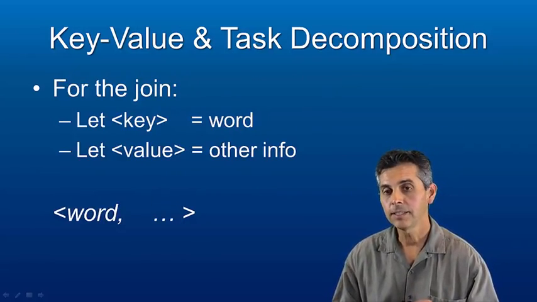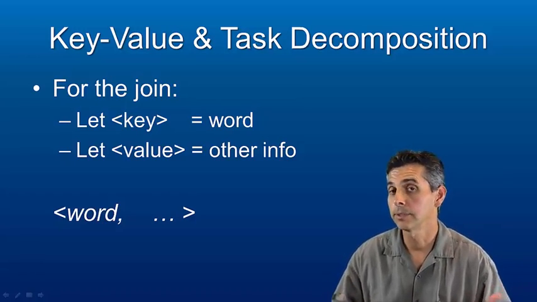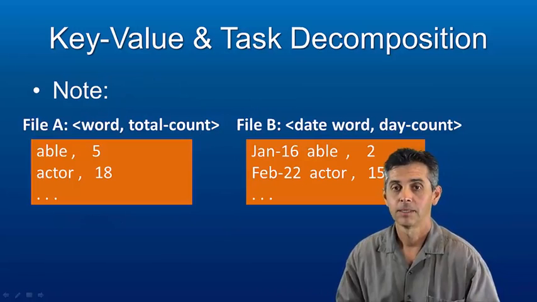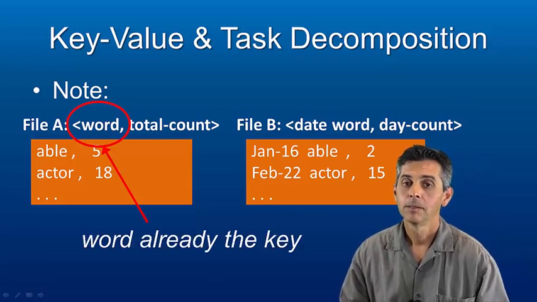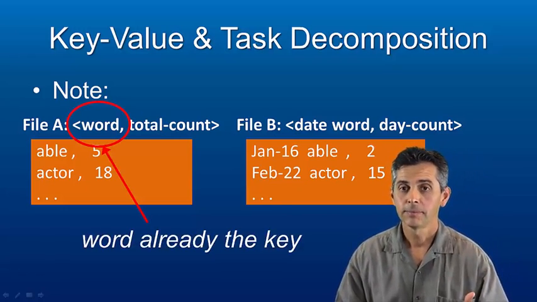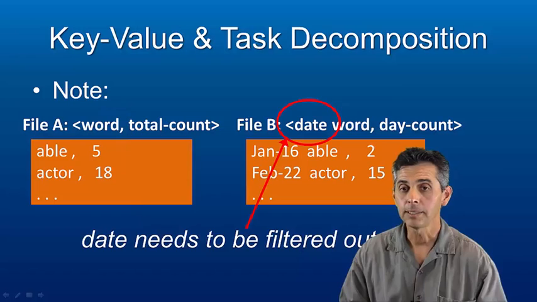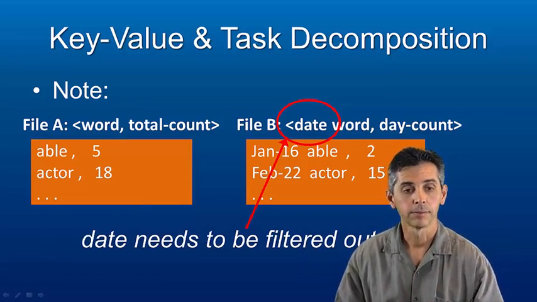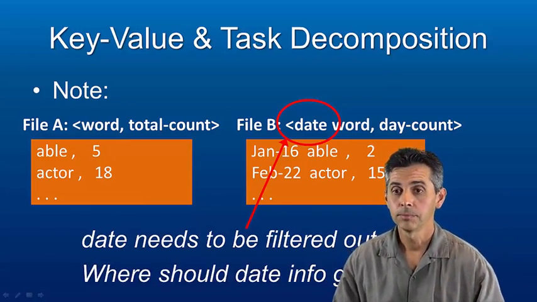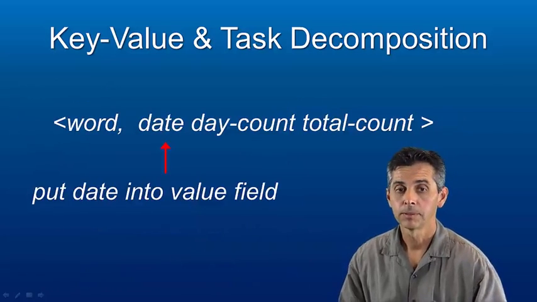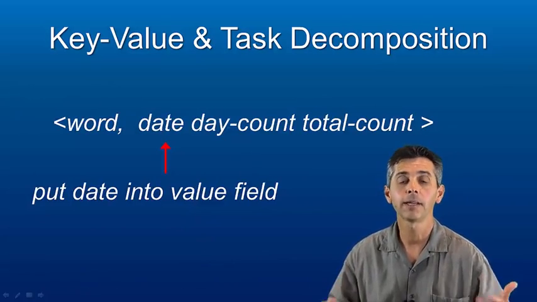This suggests that the key should consist of the word, the value could be whatever else we need, so that the mapper should set the word to be the key. But recall that for file A, the key is already the word, but for file B, the date needs to be filtered out. And so where should that date information go? We still want it in the final output. We can put that date information into the value part of the field and let Hadoop just carry that extra information.